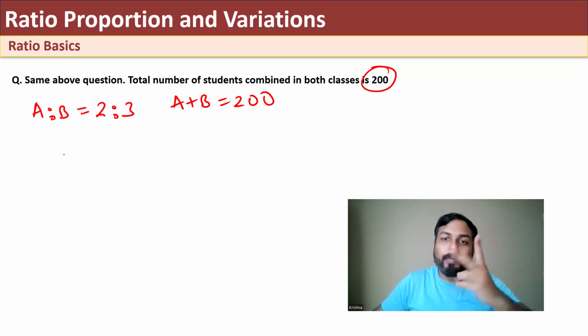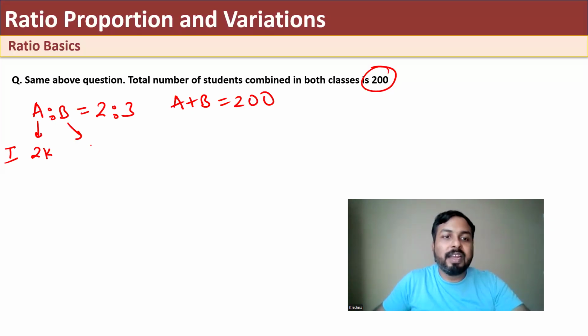So there are two methods here. Let's see the first method. If the ratio is 2 is to 3, you say that the number of students in class A is 2K and the number of students in class B is 3K.